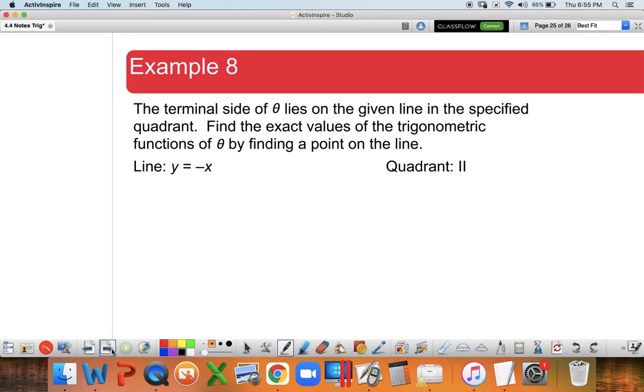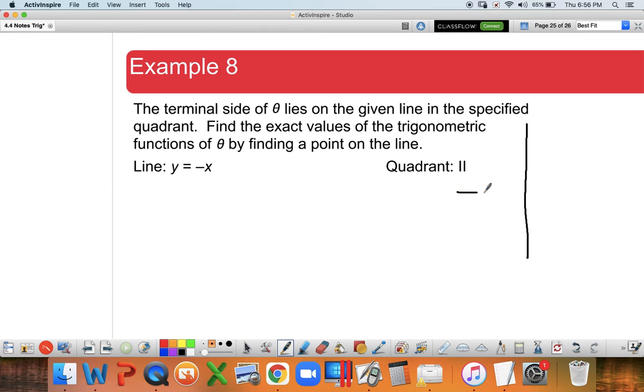All right, our last example of the day is a tricky one. It's only tricky in that I'm sure if you take the time to stop and read this, you'll say, "Whew, this is challenging to do." So let me walk you through my recommendation on how to solve something like this. The terminal side theta lies on the given line in the specified quadrant. Find the exact values of the trigonometric functions of theta by finding a point on the line.